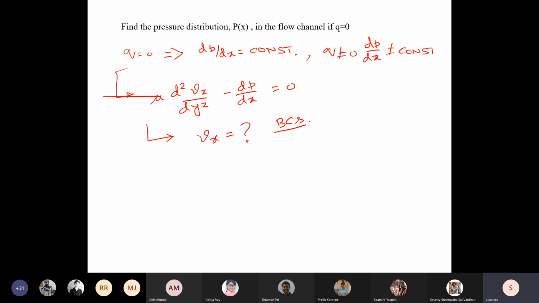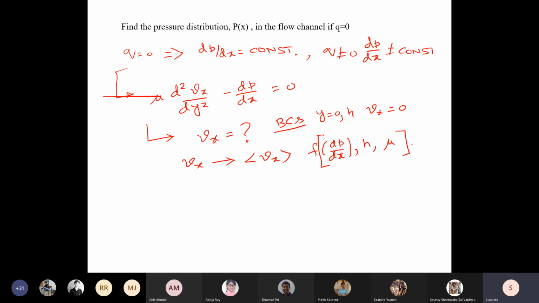No slip at the top and at the bottom. So at y equals 0 and at y equals h, my Vx is going to be equal to 0. This will give me a compact expression for Vx, and from that expression I would be able to obtain the average value of the velocity as a function of, obviously, dp/dx, h, and mu.